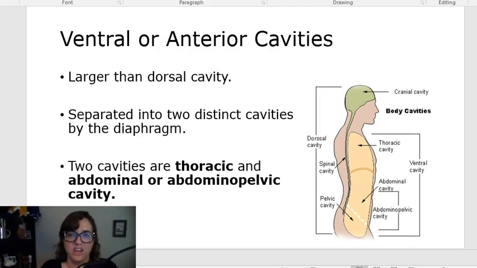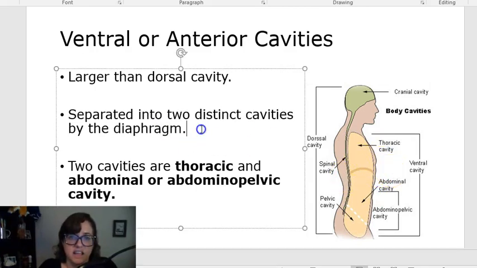The ventral or anterior cavities get more complicated. There are actually 2.5-ish, okay? This contains the thoracic and the abdominopelvic cavities, which you can break down into the abdominal cavity and the pelvic cavity. But really, the reason we separate these the way we do is that the thoracic cavity is separated from the abdominopelvic cavity by the diaphragm. The diaphragm, which looks like a crazy word, is a muscle that causes your lungs to inflate and deflate, and it keeps these two cavities separate.